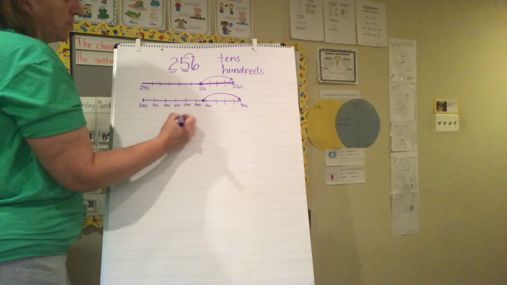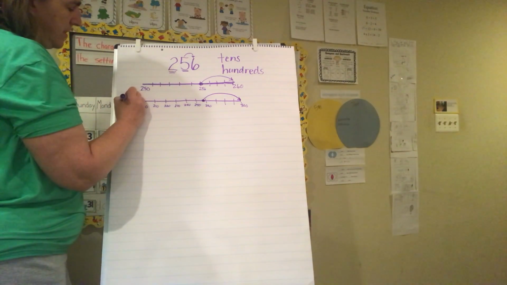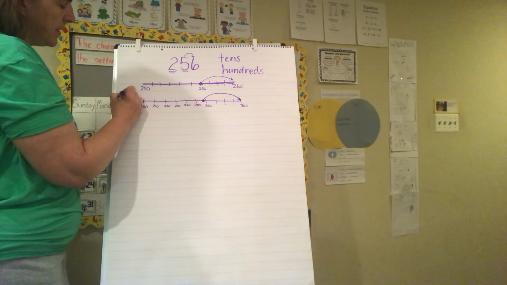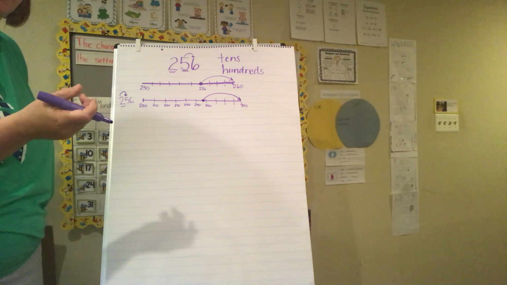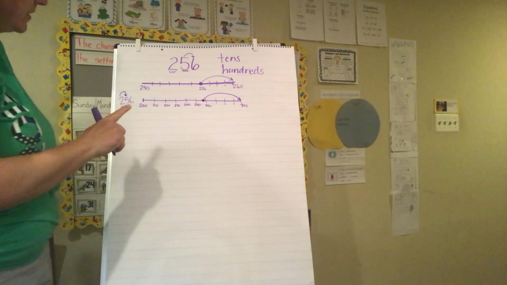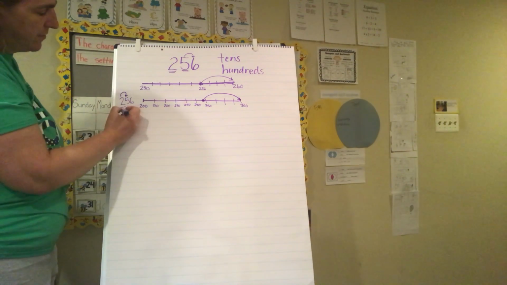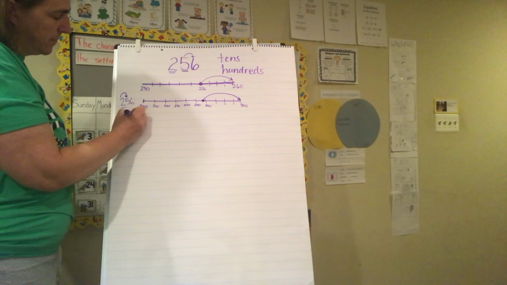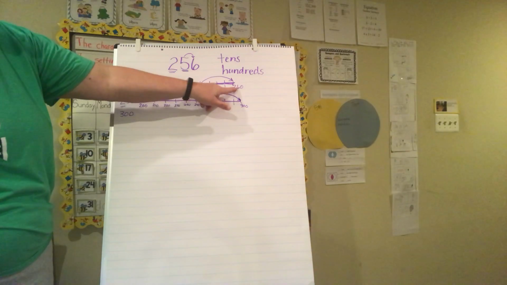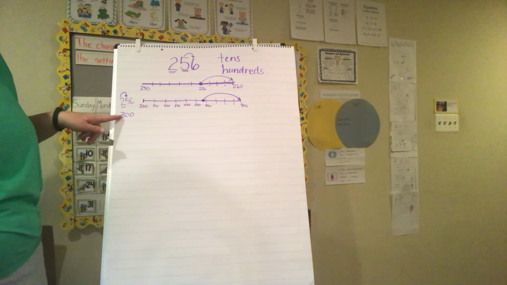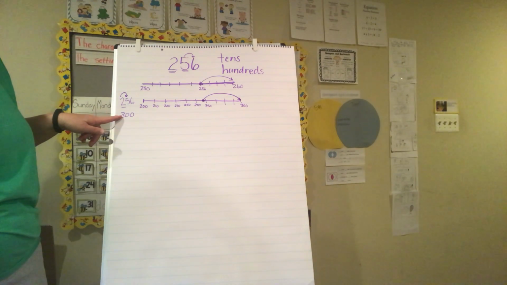Then I think about my rule. If I'm rounding to the hundreds place, my eyes go to the tens place. The 5 in the tens place tells me I need to give it a shove. So I'm going to give it a shove up to 300. So 256 rounds to 260 to the tens place, and 300 to the hundreds place.